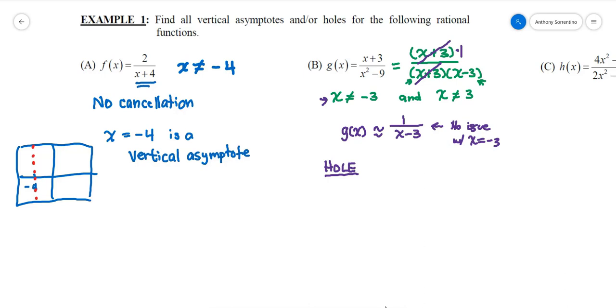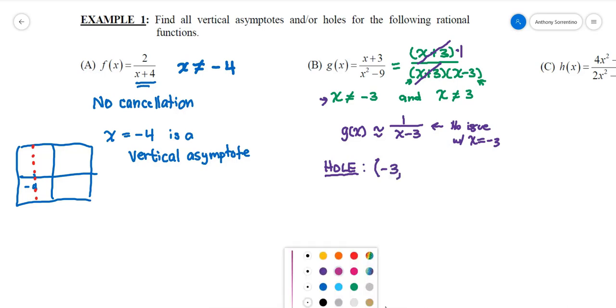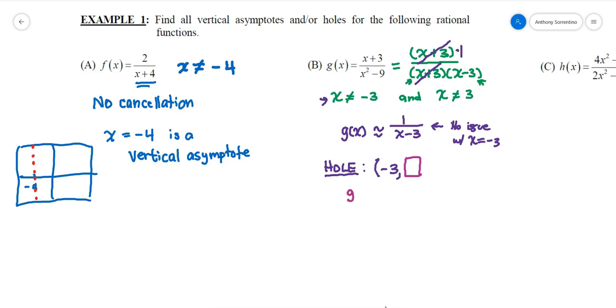Now, a hole is going to be a set of coordinates. I can't just say I have a hole at x equals negative 3. I know that negative 3 is going to be the x value, because x cannot be negative 3. Now, to figure out the y coordinate that goes here, I'm going to simply do g of negative 3 on the purple version. And I do 1 over negative 3 minus 3, which ends up being negative 1/6. And so I have the location of the hole.